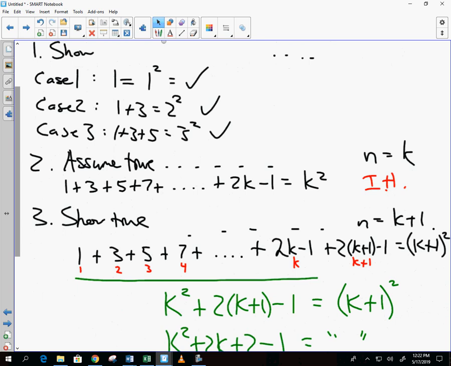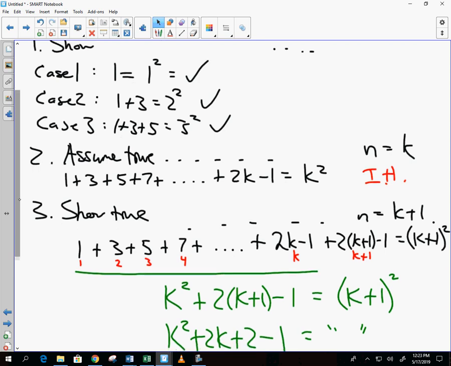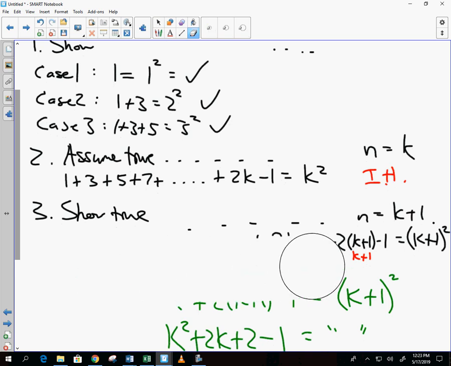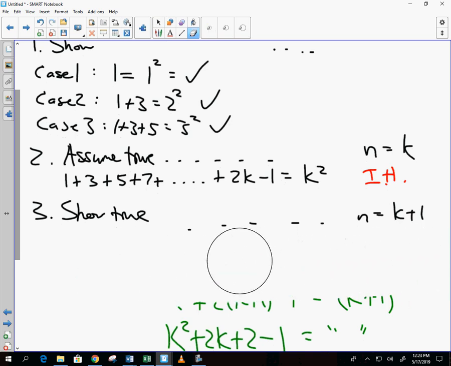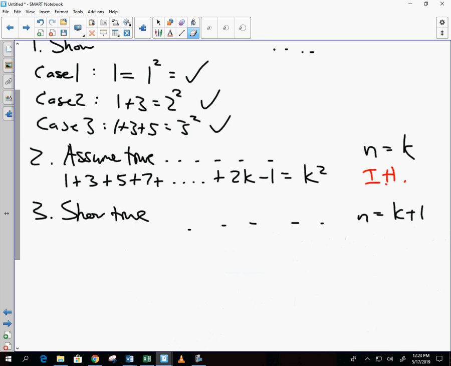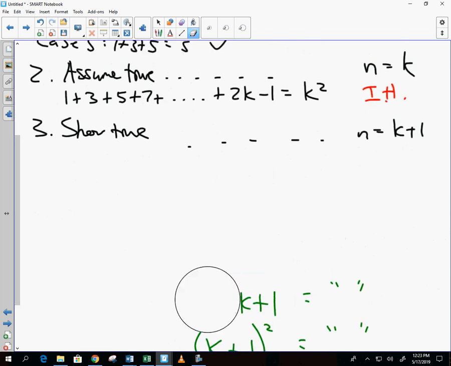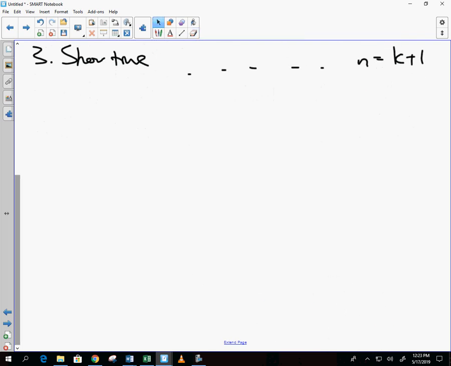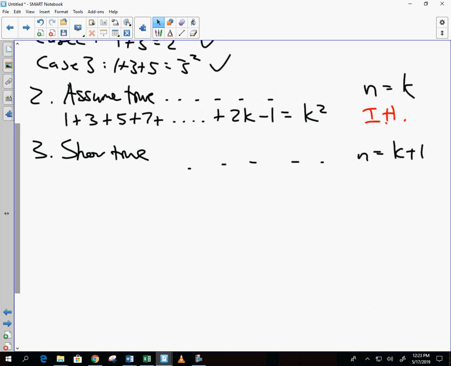So we write out the same thing. 1 plus 3 plus 5 plus 7 plus dot dot dot plus 2k minus 1 is equal to k squared. So we write the same thing down that we had up above. It's just we put a k instead of an n. So then the third step, and that seems to be where people are kind of getting lost, is show it's true for n equals k plus 1.